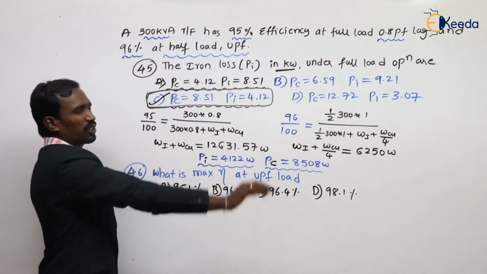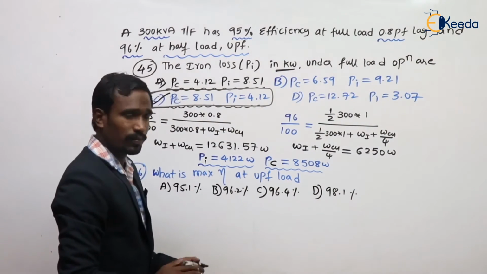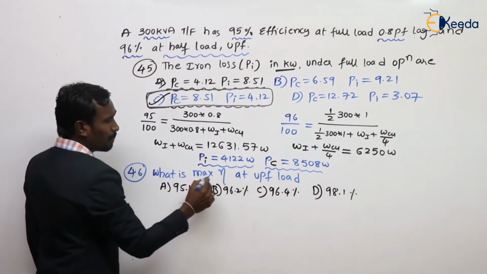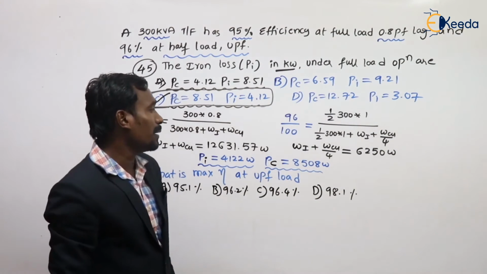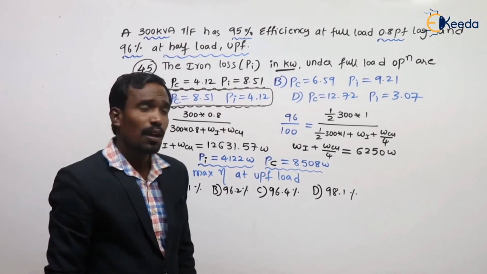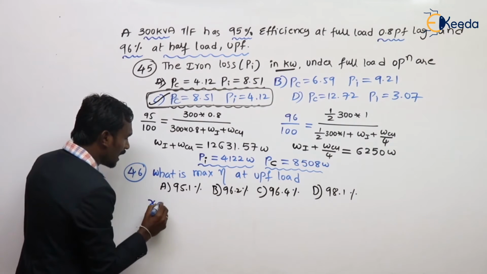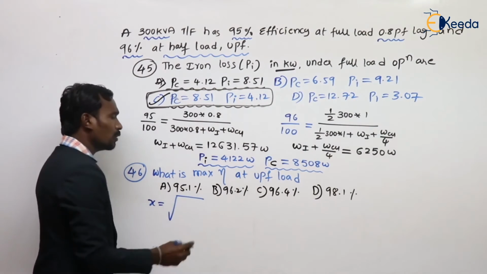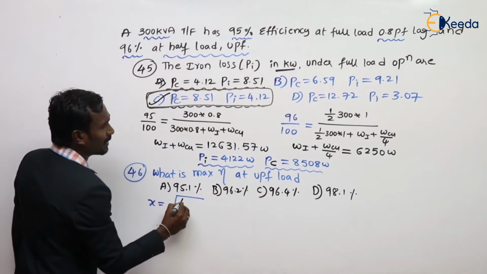This is the first question. Next, what about the second question? What is the maximum efficiency at full load? First of all, to know the maximum efficiency, we have to know the x value, at what load we can get the maximum efficiency. x is equal to the square root of iron losses by copper losses.